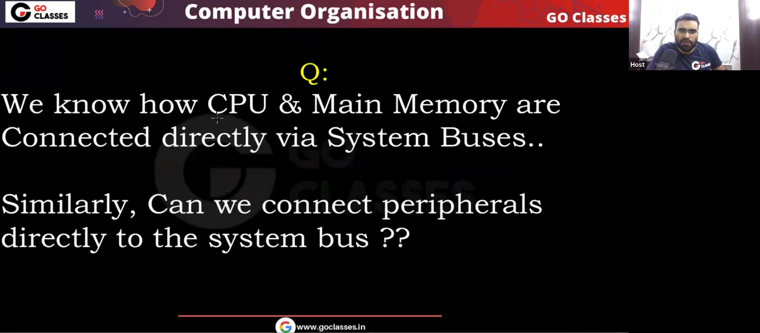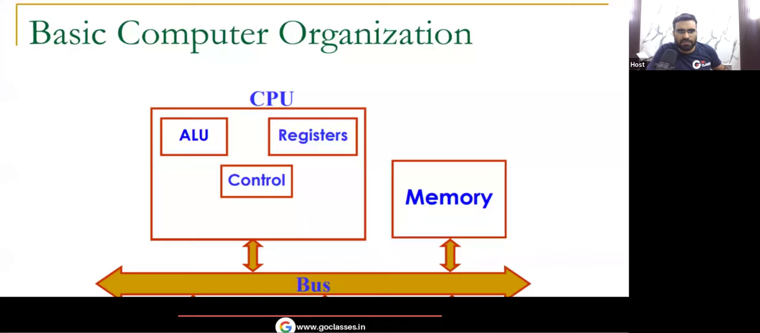Before we study what an IO interface is, let me ask you one question. We know how the CPU and main memory are connected directly via the system bus. Similarly, can we connect peripherals, meaning IO devices, directly to the system bus? Did you understand the question? We already know how the CPU and memory are connected. You can see there is a system bus.